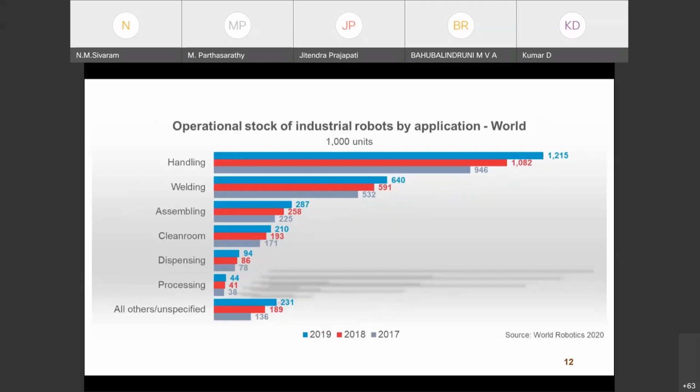And for the operational stock of industrial robots by application, you can see material handling is where the robots are used at the maximum level. So it is a pick and place robot. You are picking a product, the robot is taking it some distance and placing it in the required destination. The material handling robot is used in many warehouses, the best example being Amazon and these online e-commerce warehouses. All the warehouses are situated in centralized locations, so many robots are used there for material handling purposes.